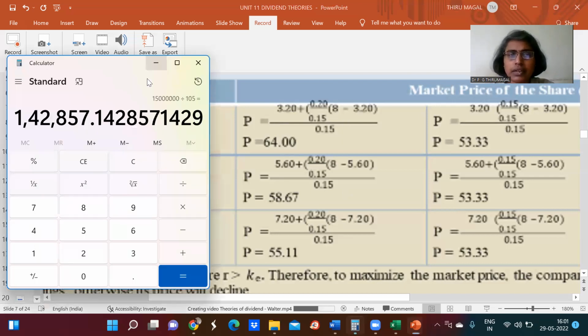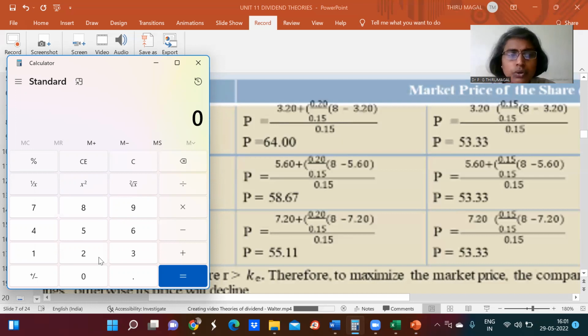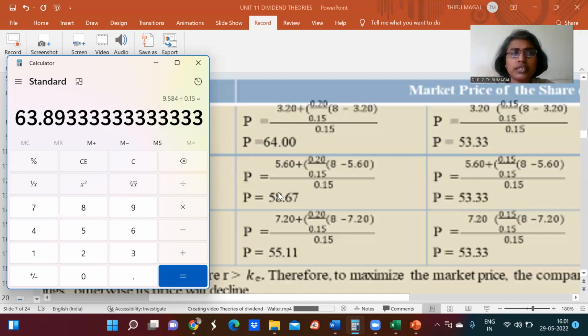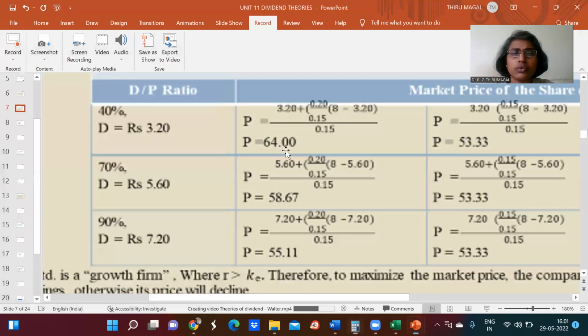We'll check whether we are getting the same answer. First we divide 0.20 by 0.15, and we are getting 1.33. Now 8 minus 3.20 is 4.8, which should be multiplied with 1.33. We'll be getting 6.384. With that, we need to add 3.20. This value you have to divide by 0.15. So it means 63.89, which can be rounded up to 64 rupees.